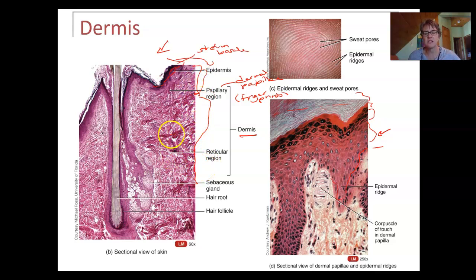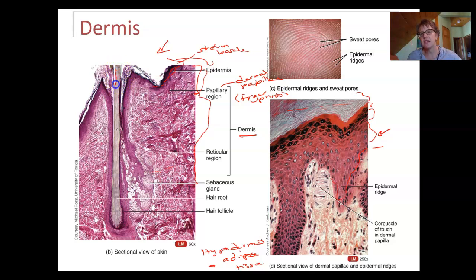And then in the reticular region, this is like your regular connective tissue. Oh, I forgot to mention that. The epidermis was stratified squamous. The dermis is connective tissue, and then down way far is going to be my hypodermis with my adipose tissue. And we need this adipose tissue. It's very important to insulate us and keep our body heat in. Otherwise, it'd be a problem.